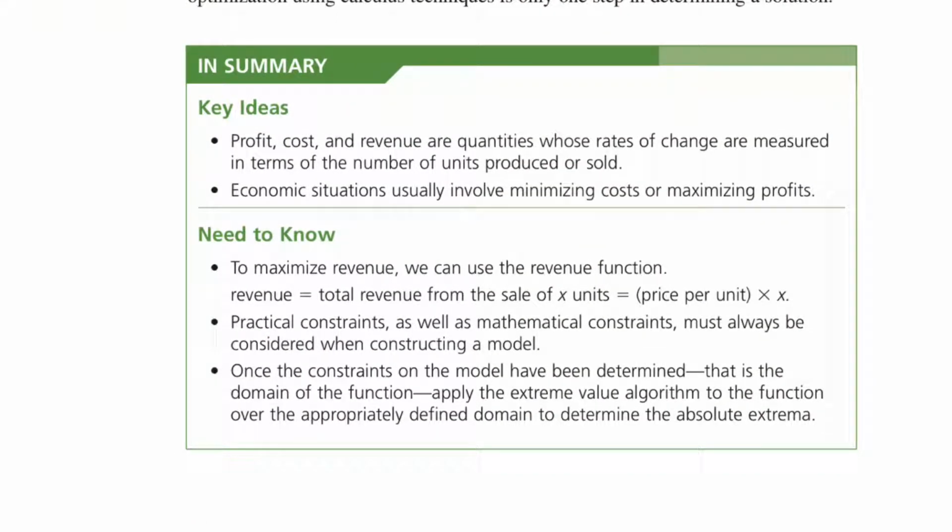Let's summarize this section. Profit, cost, and revenue are quantities whose rates of change are measured in terms of the number of units produced or sold. Economic situations usually involve minimizing cost or maximizing profit. To maximize revenue, we can use the revenue function. Revenue equals total revenue from sales, price per unit times x. Practical constraints as well as mathematical constraints should be considered. And once constraints on the model have been determined, which means the domain of the function is determined, apply the extreme value algorithm to find the maximum or minimum of the function.